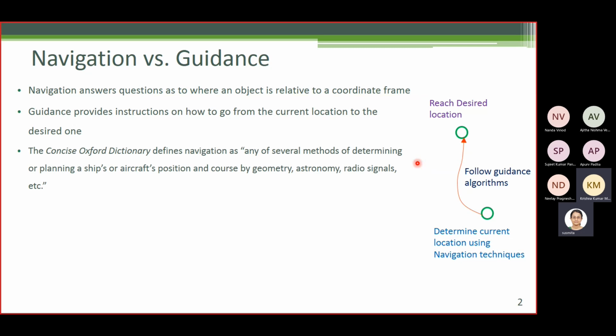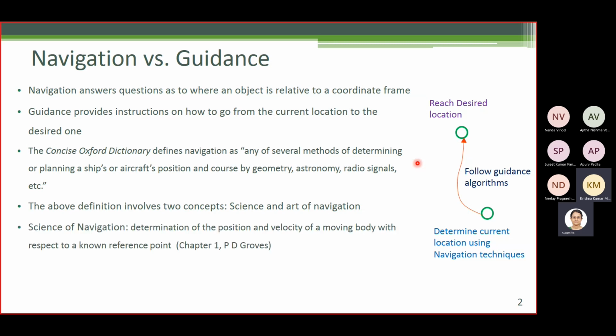Okay. Now, according to the Concise Oxford Dictionary, navigation is any of several methods of determining or planning a ship's or aircraft's position and course. Course is basically trajectory here. By geometry, astronomy, radio signals, etc. So this is the definition that you will get from the dictionary. Now this definition has two concepts, science and art of navigation. So let's see what they are.